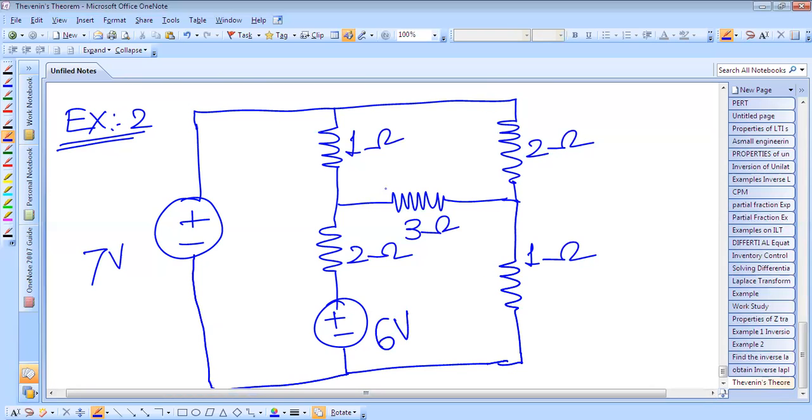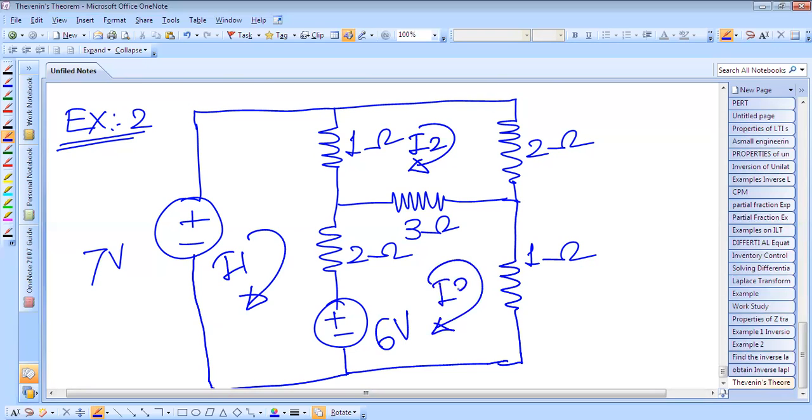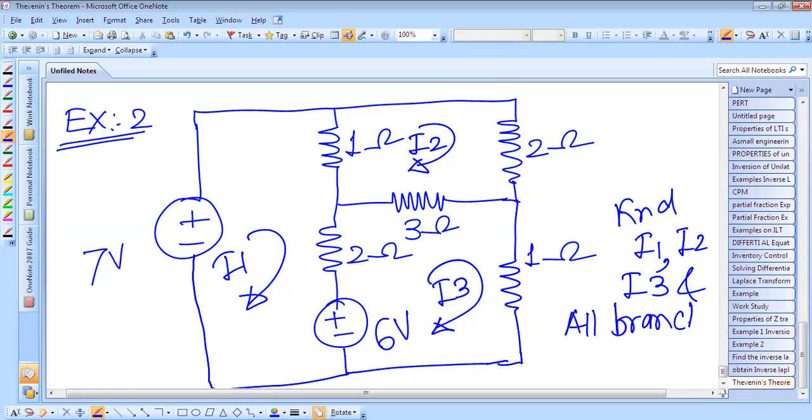Now we have to find this current I1, this I2 and this I3, and all branch currents. Find this I1, I2, I3 and all branch currents. Branch current means how much current is flowing through this branch, how much current is flowing through this branch, like this. So first we have to find this I1, I2, I3, and then we will find this.